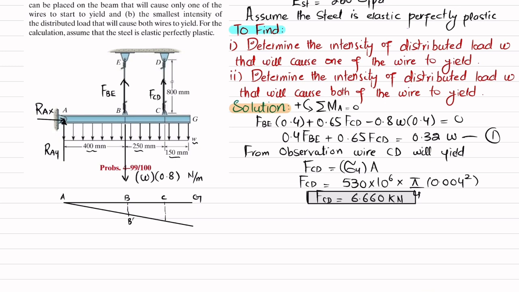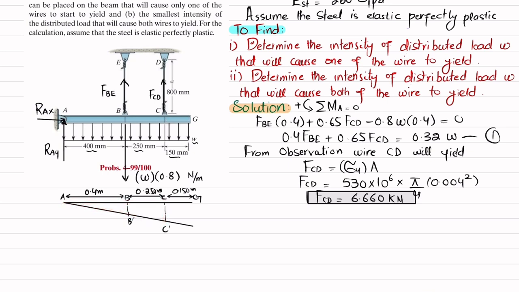C point will move toward new point, which is C dash. So you can see the distance between A and B is given as 0.4 meter. From B to C, it is 0.250 meter. And from C to G, it is 0.150 meter. Clear? Now we will take two similar right angle triangles.